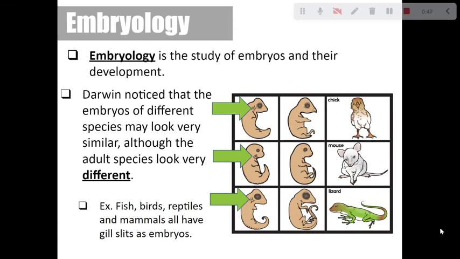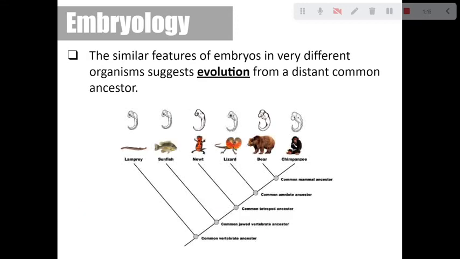So let's start with embryology first. Embryology is the study of embryos and their development. Darwin noticed that the embryos of different species may look very similar, although the adult species look very different. Examples are fish, birds, reptiles, and mammals all have gill slits as embryos, but obviously, once they become adults, they look very, very different. So, the similar features of embryos in very different organisms suggest evolution from a distant common ancestor.